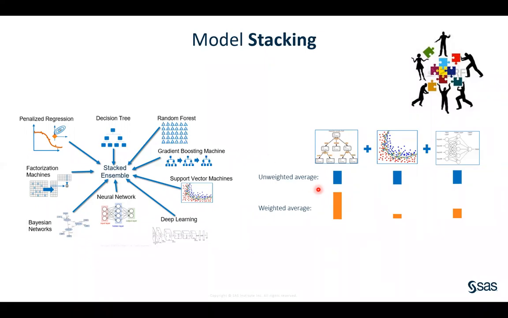A simple method would be giving the same weight to each model. Or if we believe one of the models is much better than the others, we can choose to give a higher weight to that model and a lower weight to the model that's not performing that well. And we can still, by doing that, get an ensemble model which would perform better than each of those three models.